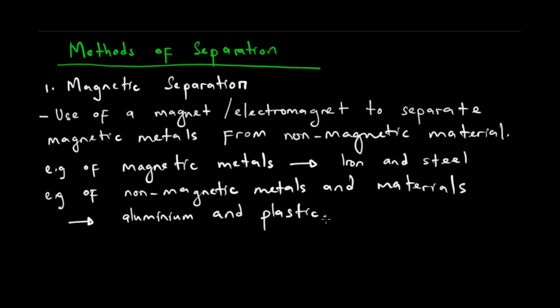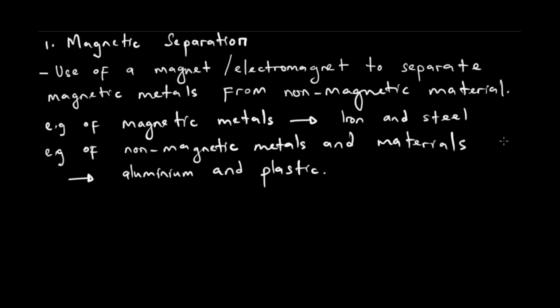Saka, we have given examples of magnetic metals and non-magnetic metals and materials. Let us now look at how it works. Iyo method of separation, which is magnetic separation. Saka panapa takuda kutarisa the how.